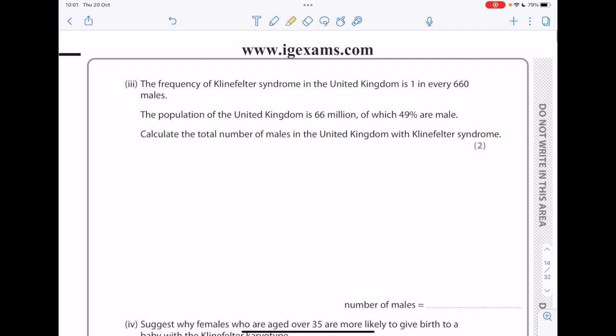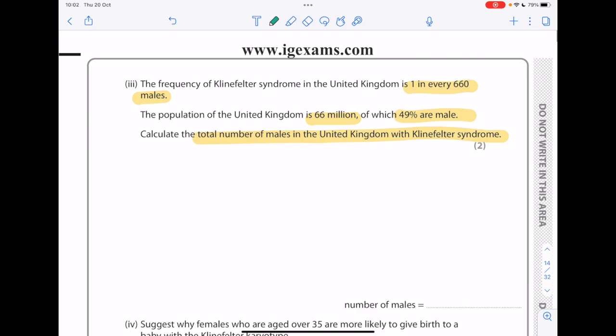The frequency of Klinefelter syndrome in the United Kingdom is 1 in every 660 males. Oh my gosh, that is so many. The population of the United Kingdom is 66 million, of which 49% are male. Calculate the total number of males in the United Kingdom with Klinefelter syndrome.